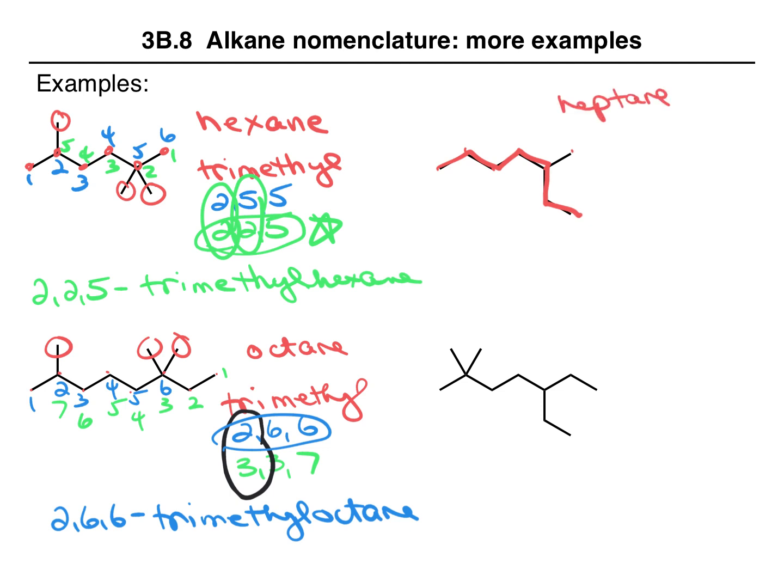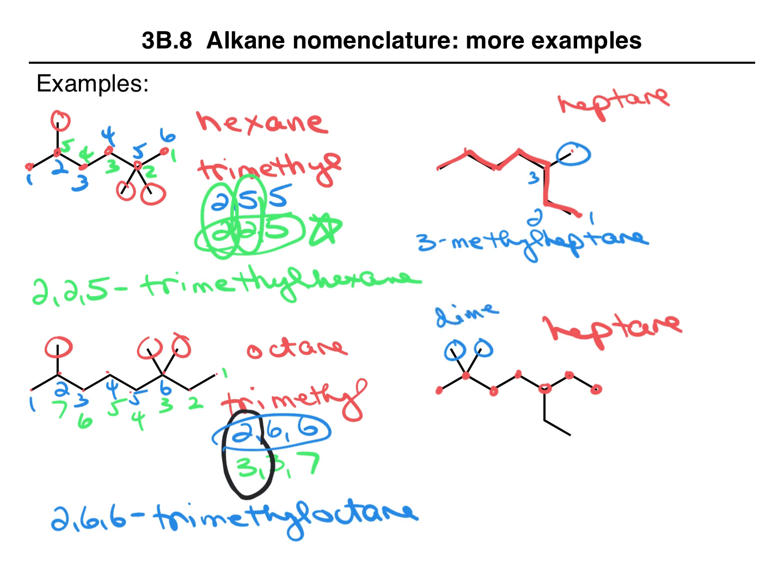Now we would number from right to left, which would give 1, 2, 3, and this is a methyl group, so this is 3-methylheptane. And the last example on this page, we have 1, 2, 3, 4, 5, 6, 7 heptane. We have 2 methyl branches, so this would be dimethyl.